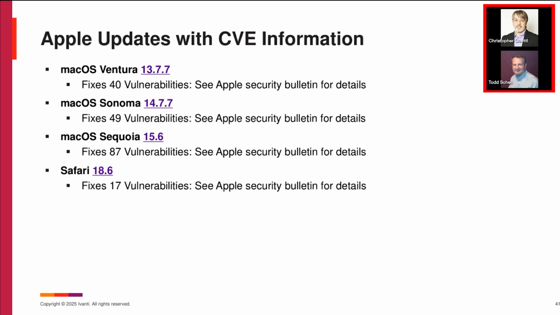Ventura 13.7.7 came out with 40 vulnerabilities. Sonoma also 14.7.7 with 49 vulnerabilities, and Sequoia 15.6, 87 vulnerabilities, quite a few there. The Safari updates, those are for actually Ventura and Sonoma typically, because Sequoia has it built into their updates. There were 17 vulnerabilities there.